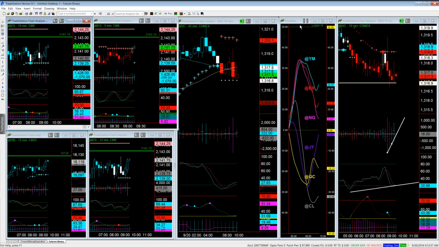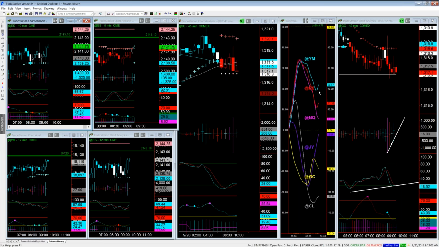If you see this screen right here, it's where it's monitoring the Dow, the ES, the NASDAQ, the yen, gold, and crude. See how these are turning up? This is your zero line on the RSI. This is pretty much telling me you're getting a zero line reject on the Dow and on the ES.